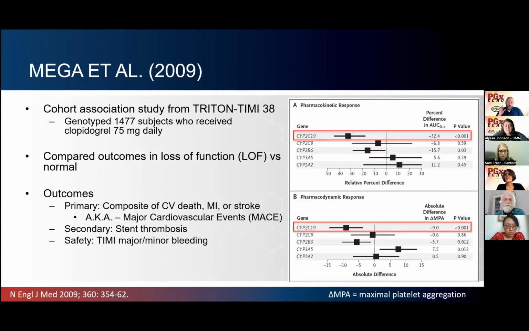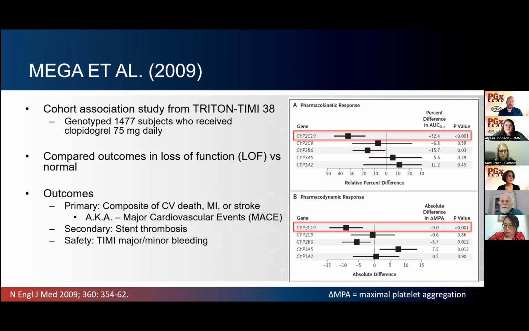One of the earliest pharmacogenetics trials with clopidogrel was the study by Jessica Mega and colleagues, 2009. It was a cohort association study that took data, or patient samples, from the TRITON-TIMI 38 trial. Approximately 1,500 subjects all received clopidogrel 75, and they eventually found that CYP2C19 was the key enzyme really responsible for the loss of function, or rather the decreased outcomes, with clopidogrel.